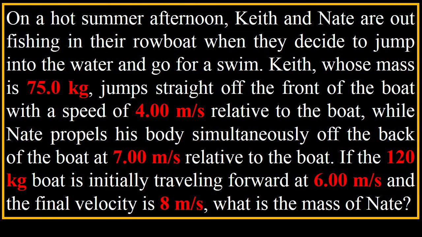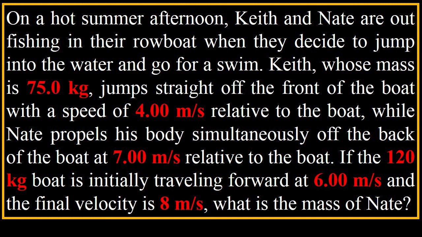All right, on a hot summer afternoon, Keith and Nate are out fishing in their rowboat when they decide to jump into the water and go for a swim. Keith, whose mass is 75 kilograms, jumps straight off the front of the boat with a speed of 4 meters per second relative to the boat. That's important. While Nate propels his body simultaneously off the back of the boat at 7 meters per second relative to the boat. If the 120 kilogram boat is initially traveling forward at 6 meters per second, and the final velocity is 8 meters per second, what is the mass of Nate?